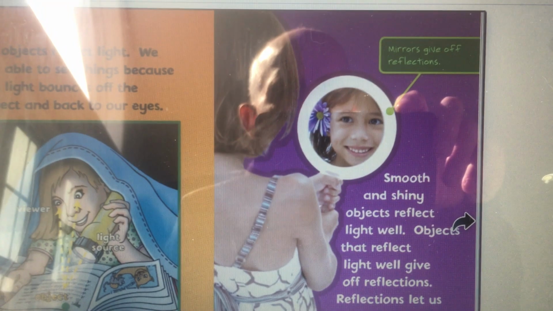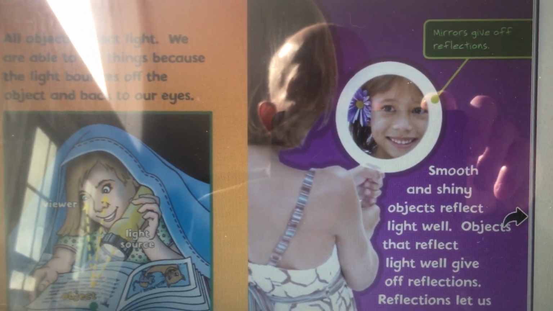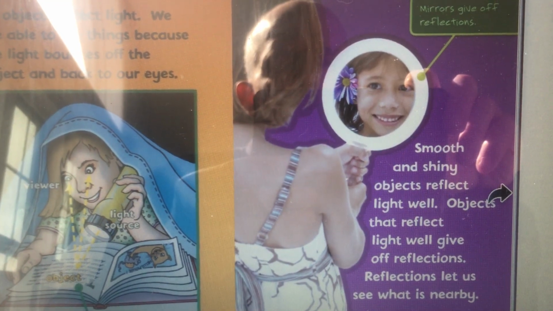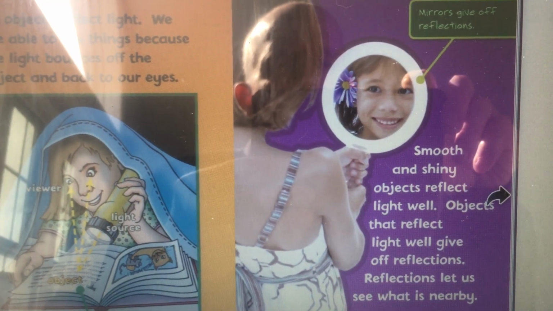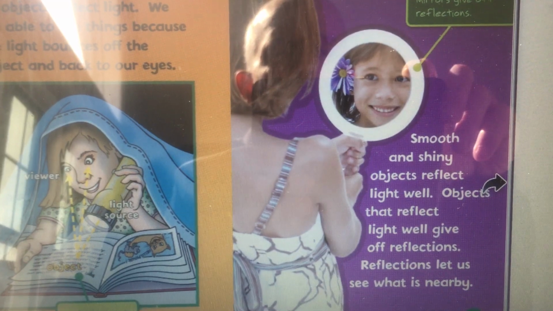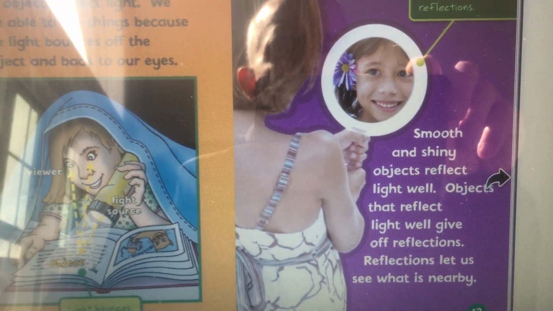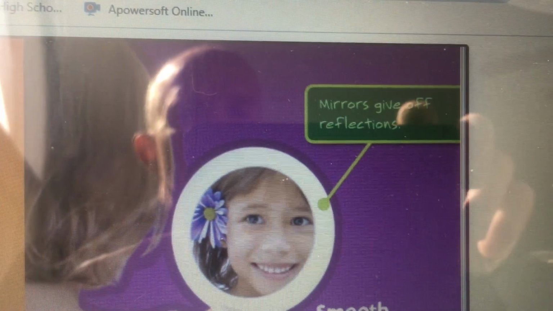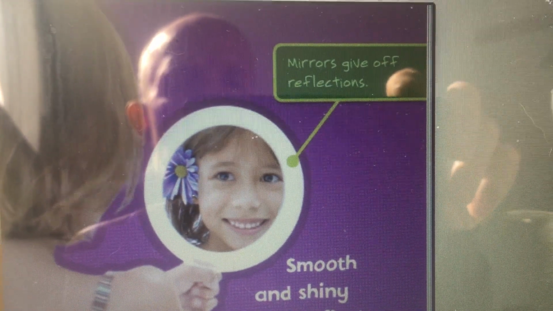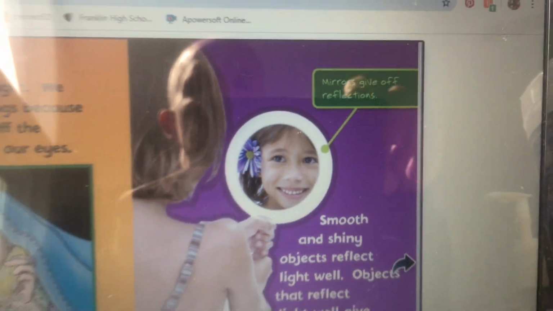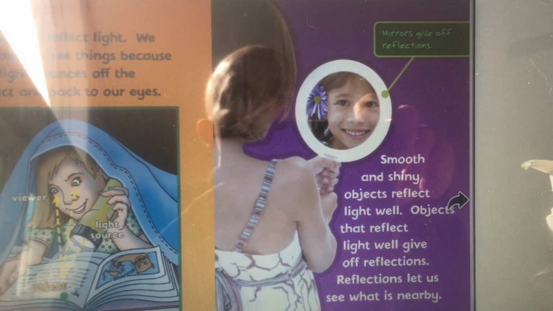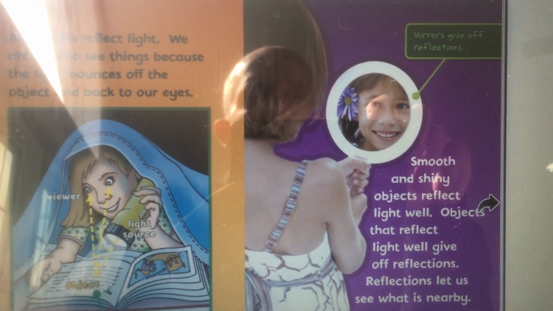On page 13, it says, smooth and shiny objects reflect light well. Objects that reflect light well give off reflections. Reflections let us see what is nearby. And the label says, mirrors give off reflections. So whenever you can see your reflection in an object, it's because that object is smooth and shiny.